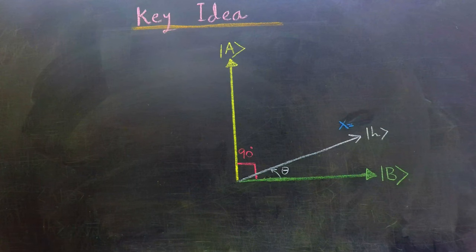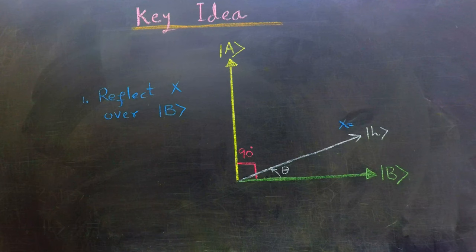Therefore, our goal is to move register X closer to ket A. To achieve this, we first reflect X over ket B. Imagine placing a mirror on ket B and creating the reflection of register X in that mirror. This reflection will be in the opposite direction, but at the same angle with ket B. The reflected X becomes our new X.